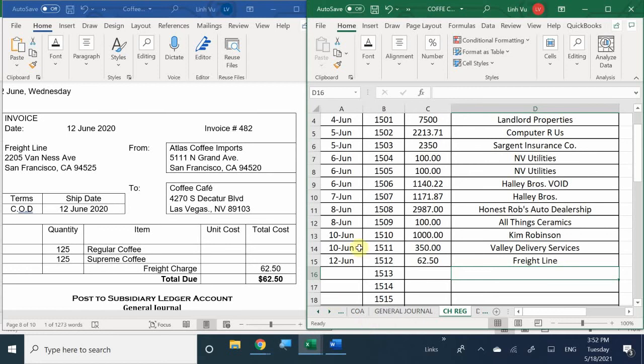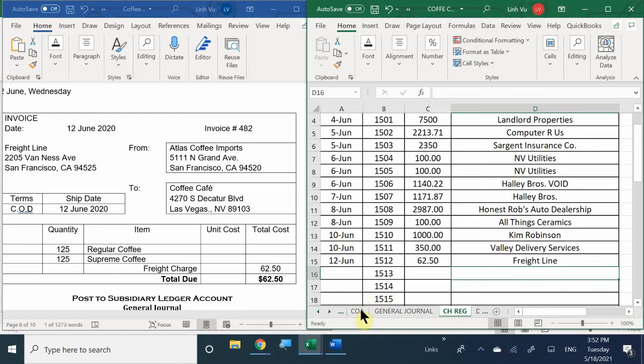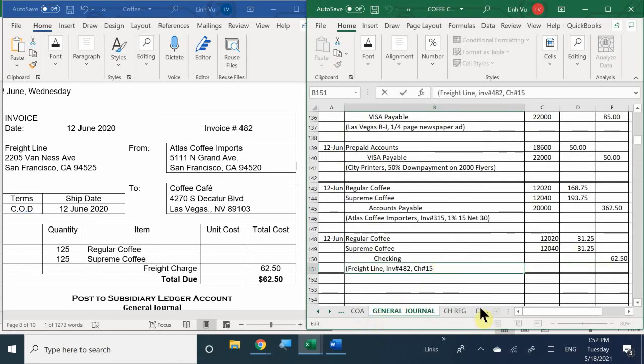Okay. So next is going to be finishing up your journal entry here with your description. So we have Freight Line is the vendor that we dealt with. This was invoice number 482. And of course, we wrote a check number 1513, I believe. I'm going to double check. 1512, excuse me. 1512. And then, of course, I'm also going to say this was COD. Okay.